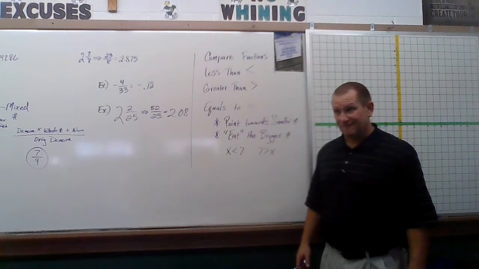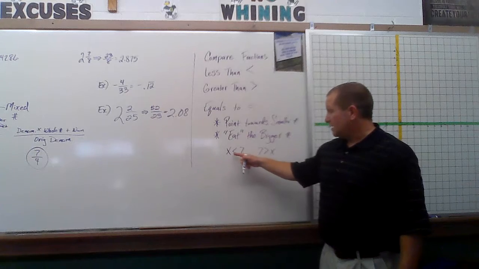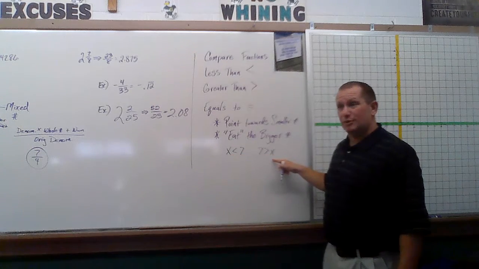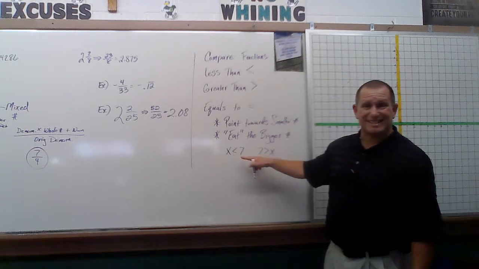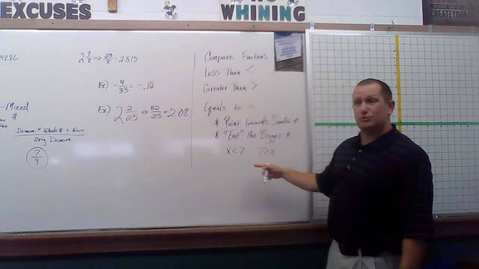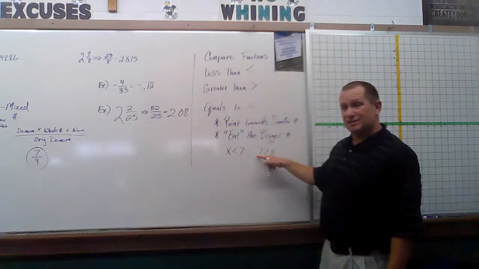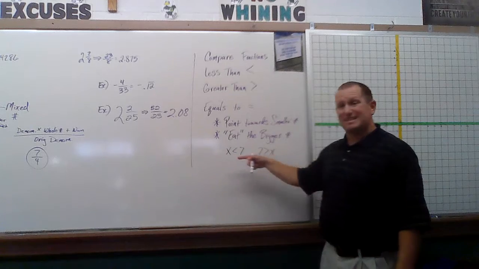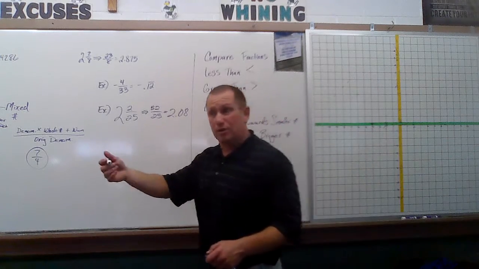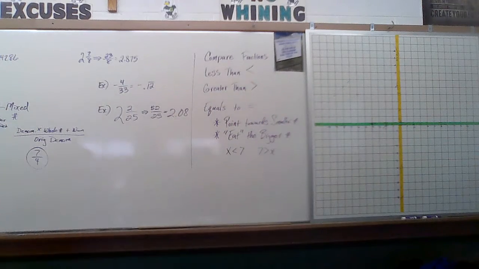Why? Because it's always pointing towards my variable, right? But if I read this one, I would read this one as x is less than 7, right? But if I always read it as left to right, I would read this one as 7 is greater than x. So even though it's the exact same problem, the way that I read it or tell somebody else about that problem could get a little confusing if we're not all on the same page. Understand what I'm getting at there?